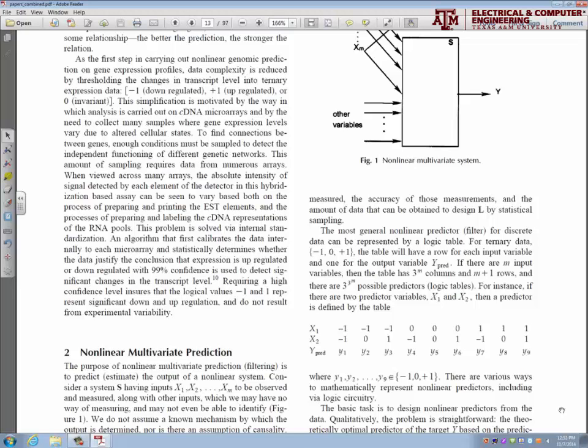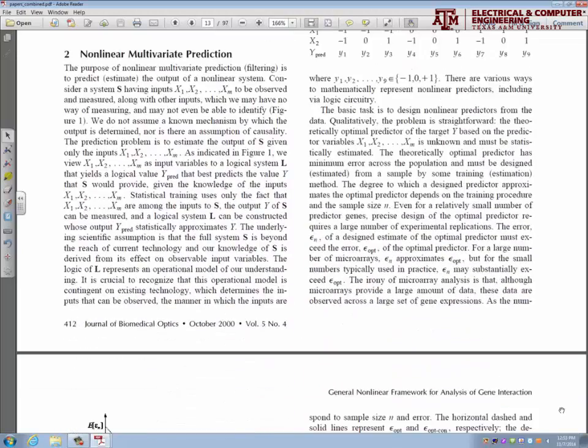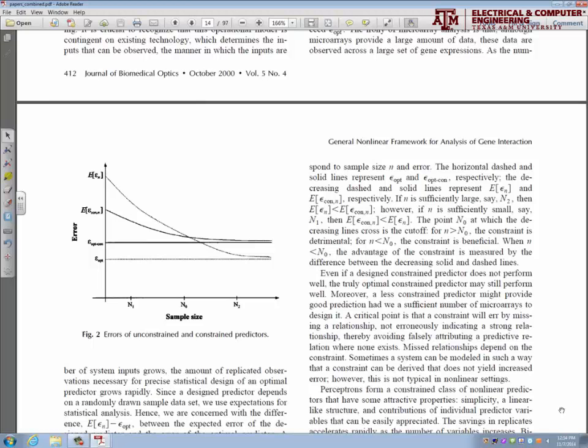Now, there are many ways to mathematically represent nonlinear predictors, including via logic circuitry. So the basic task here is to design nonlinear predictors from the data. Quantitatively, the problem is straightforward. The theoretically optimal predictor of the target y based on the predictor variables x1 to xm is unknown and must be statistically estimated. The theoretically optimal predictor has minimum error across the population and must be estimated from a sample by some training or estimation method.